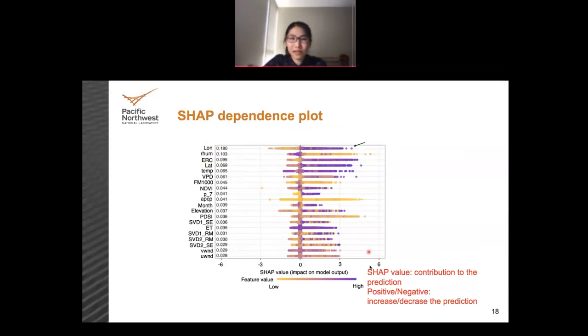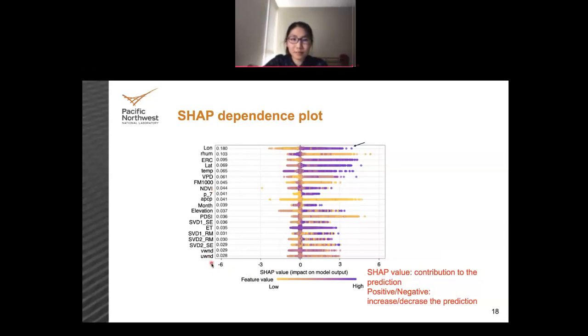So here is the SHAP dependence plot. I know this plot is quite complex, but it's very informative once you understand it. So I will go over this plot with you. You can see the x-axis here is the SHAP value. So just a quick reminder of the meaning of the SHAP value: you can think of it as the contribution to the prediction. So positive means increase the prediction, which in our case means increase the burn area, and negative means decrease the burn area. So the x-axis is the contribution of the predictors.